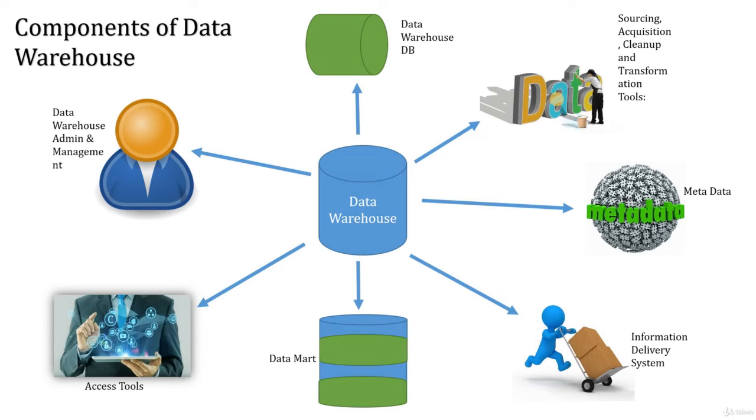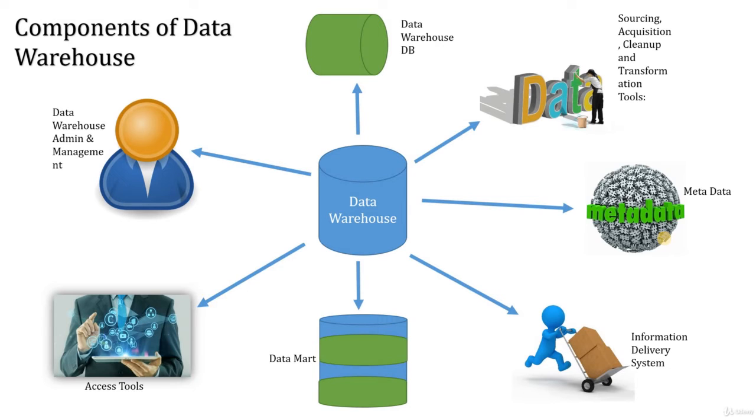So these are some of the things which are done as part of the sourcing, acquisition, cleanup, and transforming of the data. And the third component is the metadata. Metadata is data about the data that describes the data warehouse. It is used for building, maintaining, managing, and using the data warehouse.